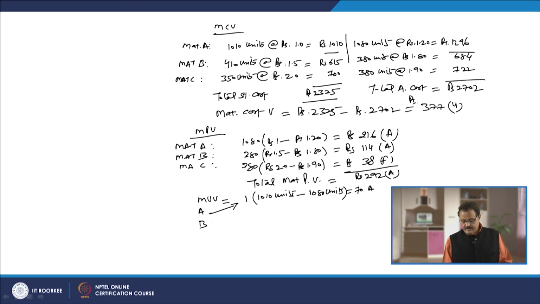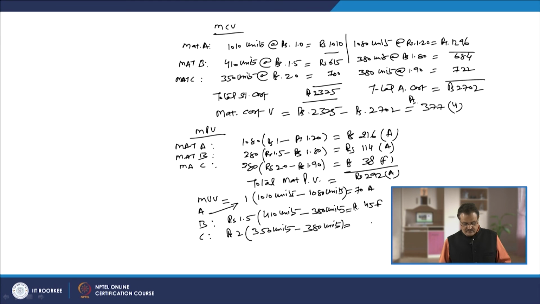Now, for the B, how much is it? Rupees 1.5 into 410 units minus 380 units. So, what is the variance here? This works out as 410 minus 380. The usage variance, the quantity variance here, is rupees 45 favorable. And then it is C. C is how much? Rupees 2 multiplied by 350 units minus 380 units.